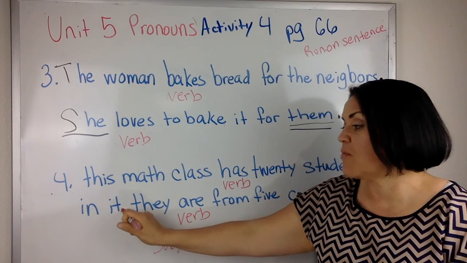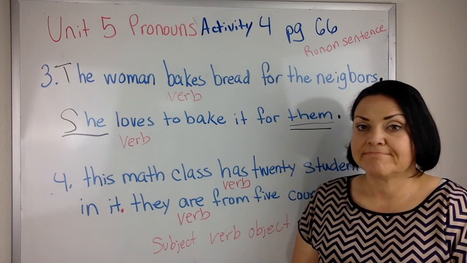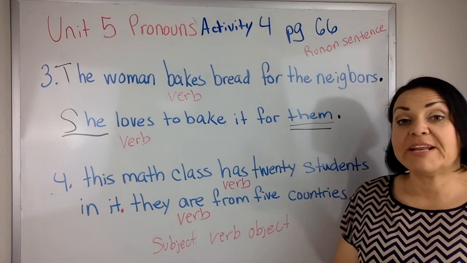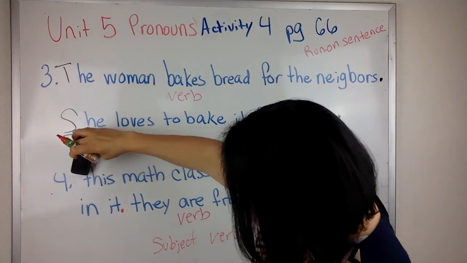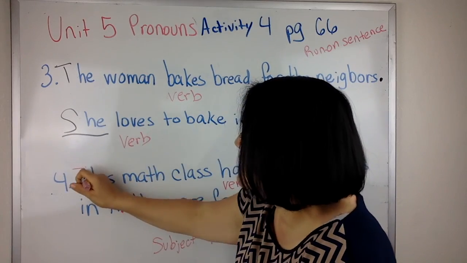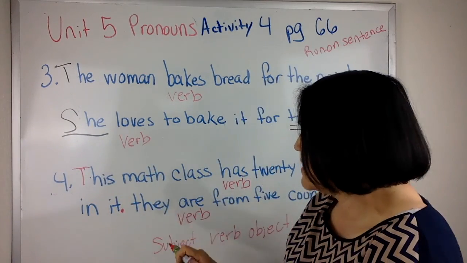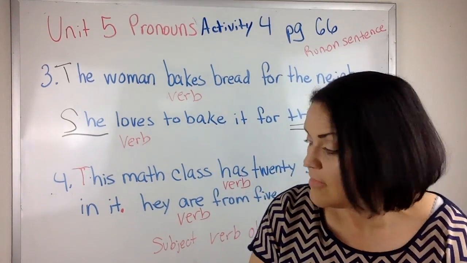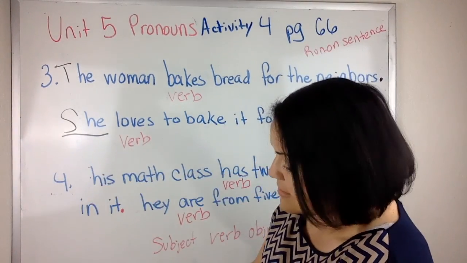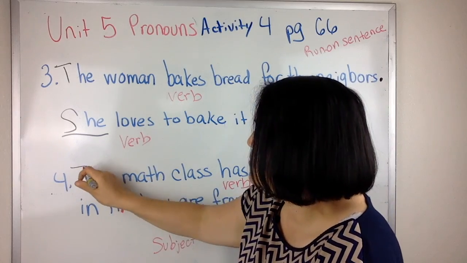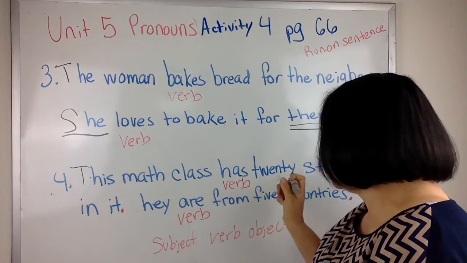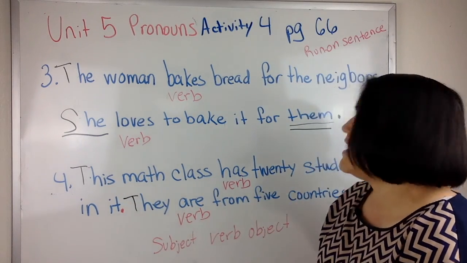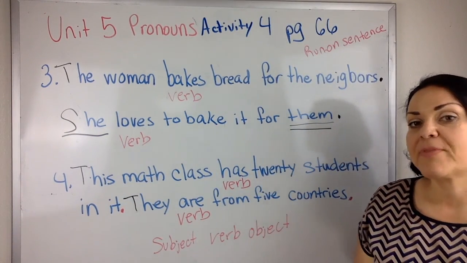So this is where we need to stop. So that means we need to put a period here. Now we need to capitalize. So we're going to say this math class. Actually, I should use black instead of red. Okay, so we're going to put this math class has 20 students in it. They are from 5 different countries.